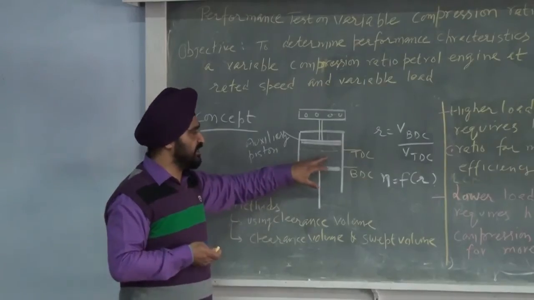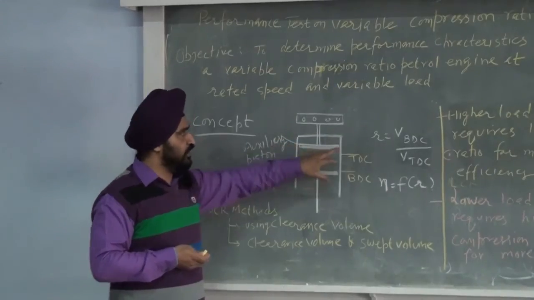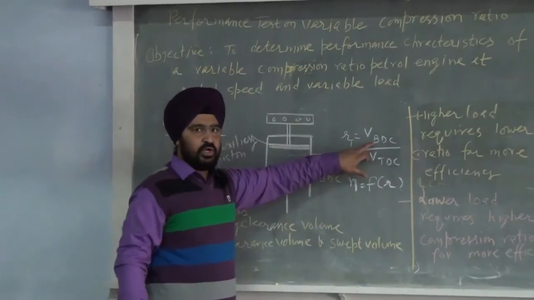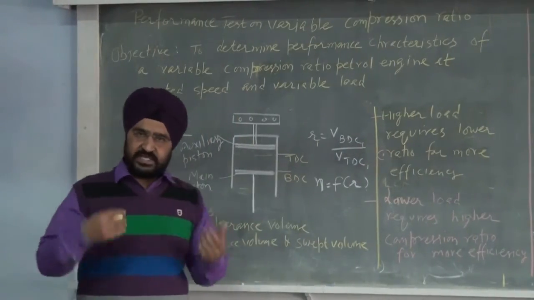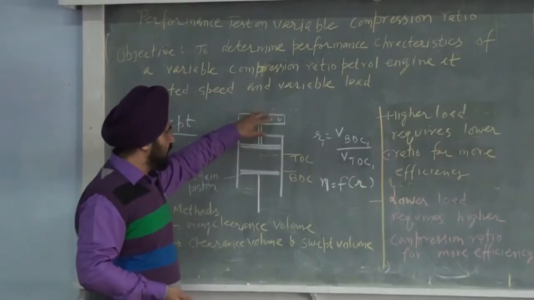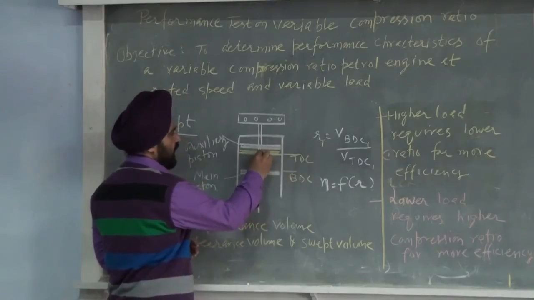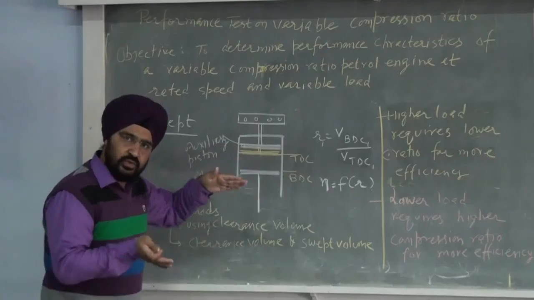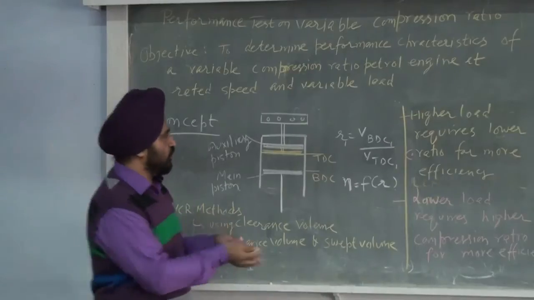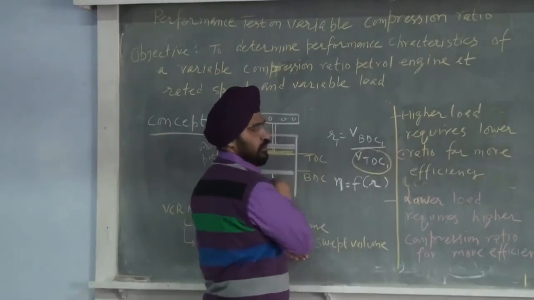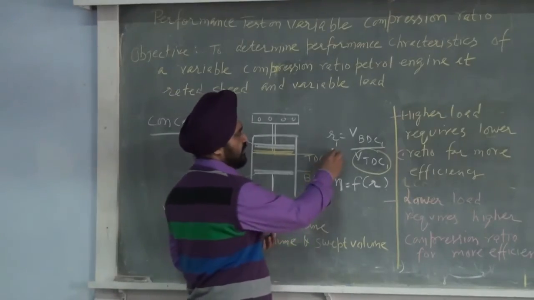So the variable compression is there. Let's say we fix the clearance volume. What is R1 now? It is the volume at the bottom dead center 1 to the volume at the top dead center. So it is the first compression ratio. Now we move this wheel, and the auxiliary piston moves a little bit downward, causing the clearance volume to reduce. When the clearance volume is reduced, that is going to change the volume at the top dead center. What effect is that going to cause?